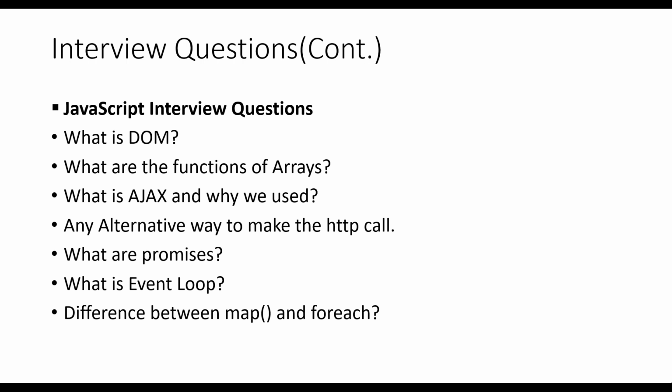And the next question was the difference between the map method and the forEach method. Both methods are used to iterate over array elements, but in the case of map, it returns a new array, and in the case of forEach, it just returns the older array with some modification. So that is the difference between map and forEach.